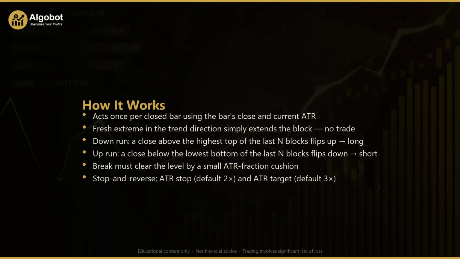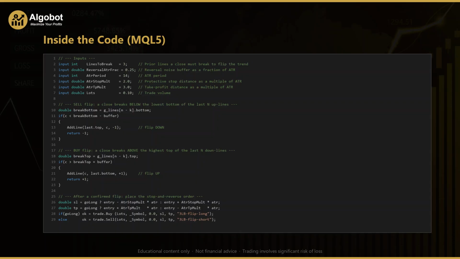A position can also be closed early if the trend flips again before either level is reached. Every distance scales with volatility, so the trade adapts as the market's range expands or contracts. Let's read through the core of the MetaEditor code you see on screen. At the top are the input parameters you can adjust in the strategy tester.